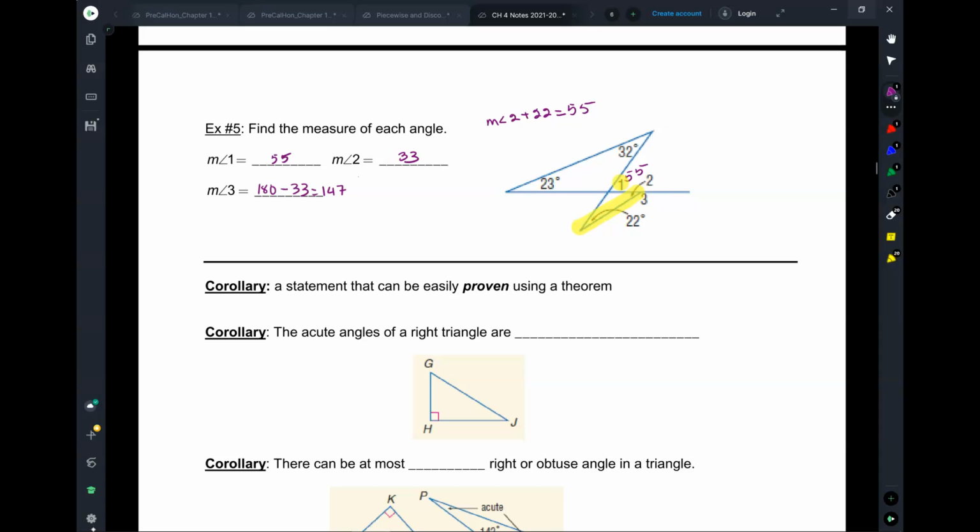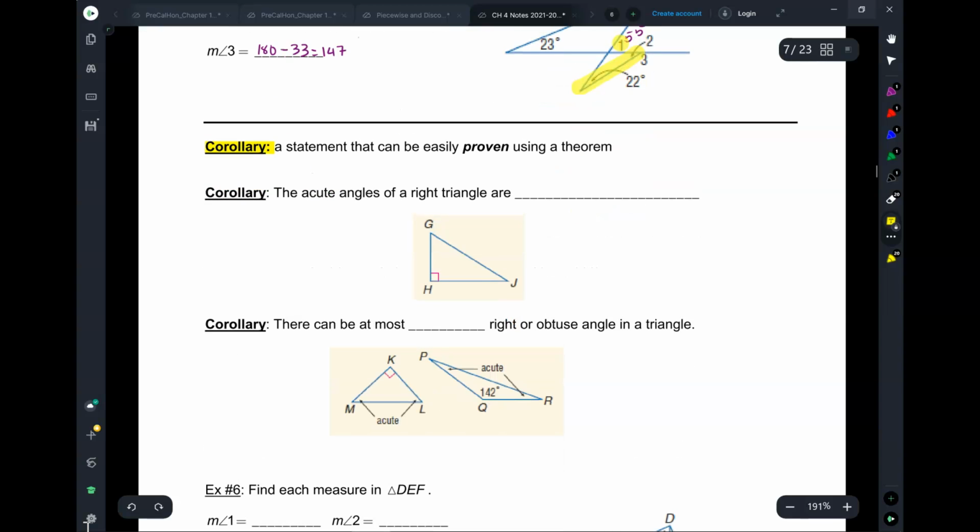So we've talked about postulates. We've talked about theorems. Next, a corollary. A corollary is a statement that can be easily proven using a theorem. Usually, a corollary is something that follows from a theorem, okay? So for example, somebody will tell you a theorem and you'll be like, oh, so that means angle 1 and angle 2 are always congruent. That's a corollary.